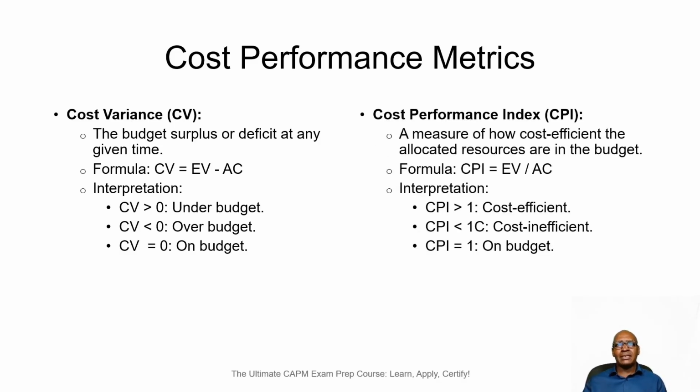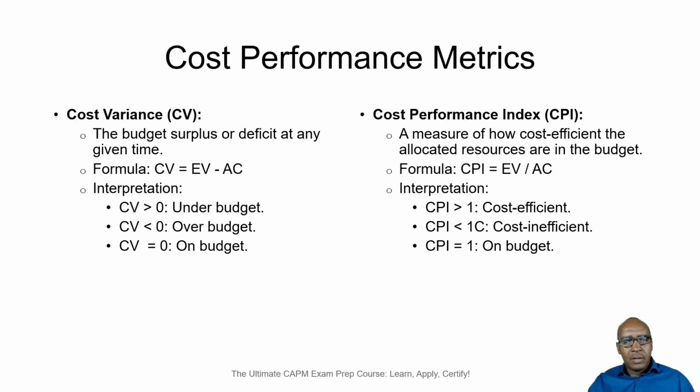Our cost performance index is a measure of how cost efficient the allocated resources are in the budget. And this is calculated by the formula: our cost performance index is equal to our earned value divided by actual cost, and a CPI that is greater than 1 indicates that we are cost efficient. A CPI that is less than 1 indicates that we are cost inefficient, and a CPI that is equal to 1 indicates that we are on budget.